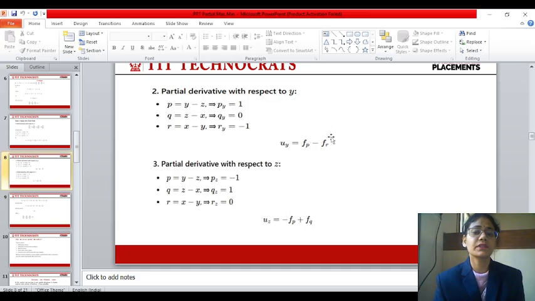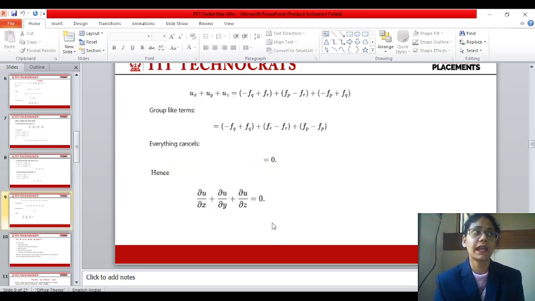Similarly, using the same process, we will calculate the partial derivative of u with respect to y and the partial derivative of u with respect to z. In the end, we will add all these three equations. The plus and minus terms will cancel: minus f_p plus f_p cancel, plus f_r minus f_r cancel, minus f_q plus f_q cancel. So all the terms with plus and minus signs cancel each other and you get 0. Hence ∂u/∂x + ∂u/∂y + ∂u/∂z is equal to 0.